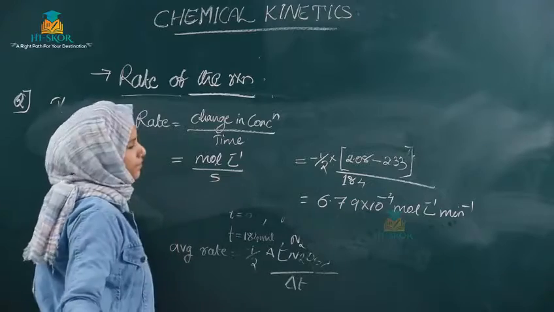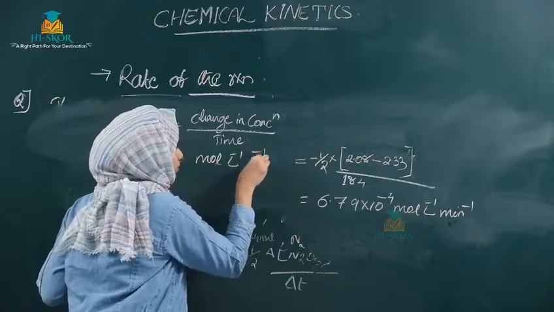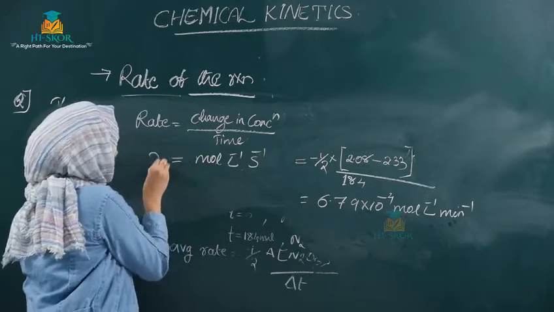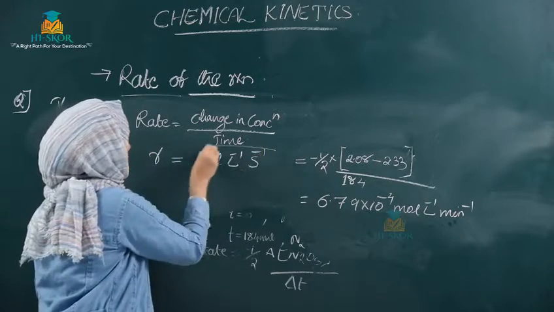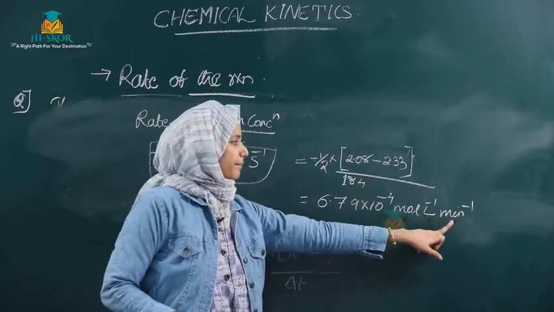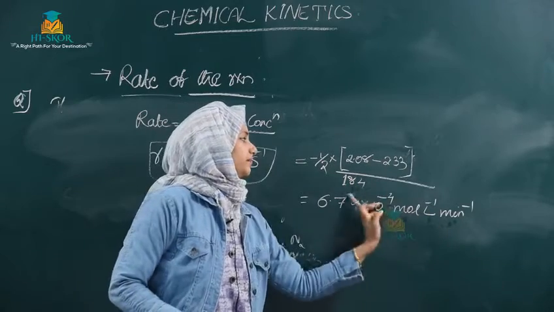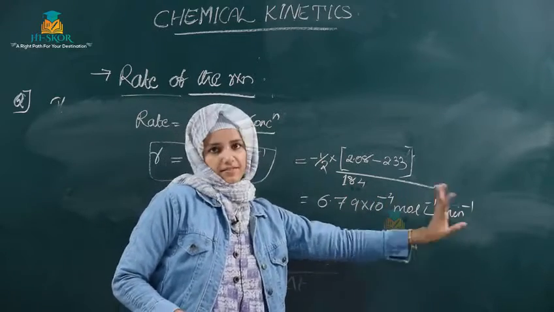So what is the unit of the rate? Moles per liter per second. So this is the way you find out the unit. That's why I wrote here moles per liter per minute. Here they have given the time in minutes, so 184 minutes means minute inverse.